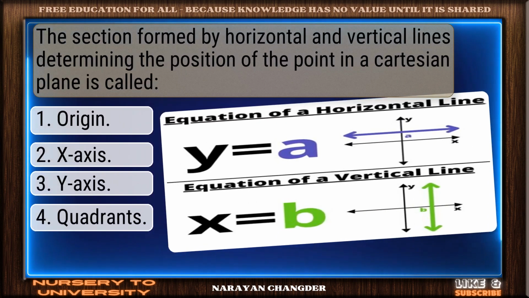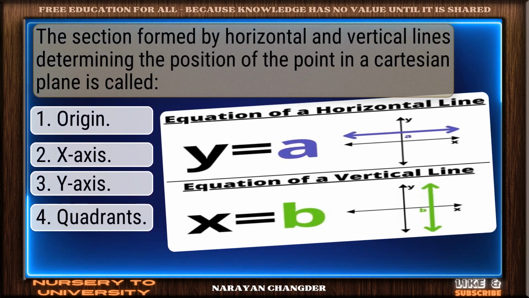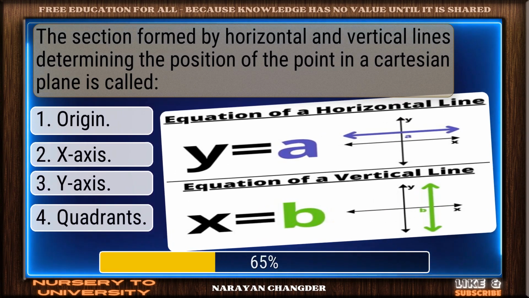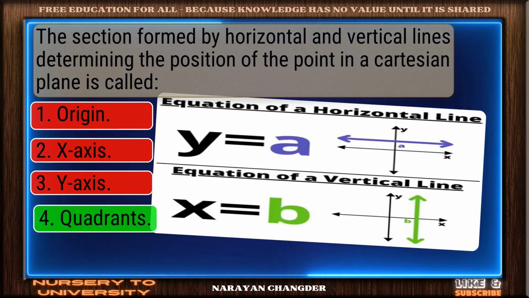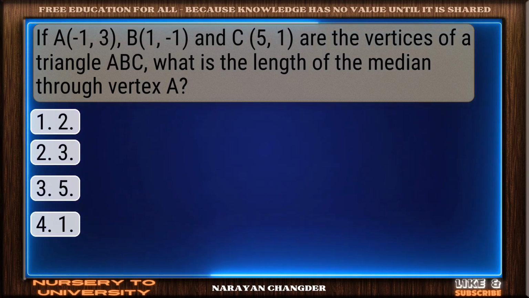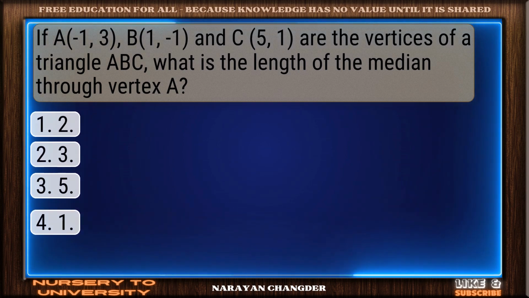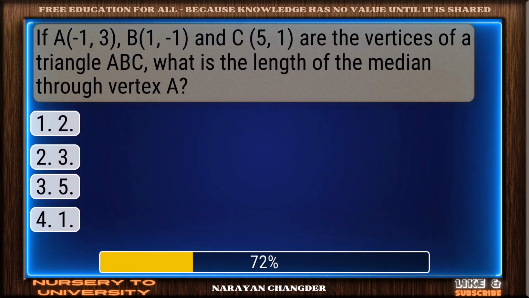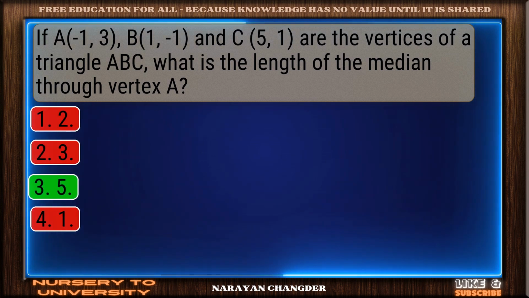The section formed by horizontal and vertical lines determining the position of the point in a Cartesian plane is called. Sharp thinking. Quadrants is right. If A, B and C are the vertices of a triangle ABC, what is the length of the median through vertex A? Correct response. 5 is accurate.